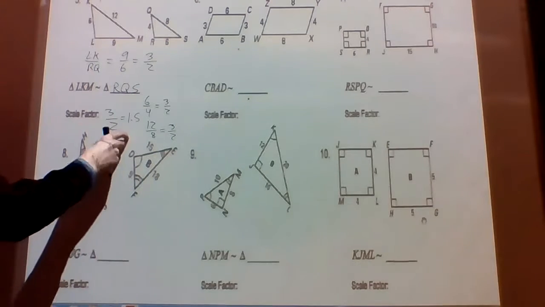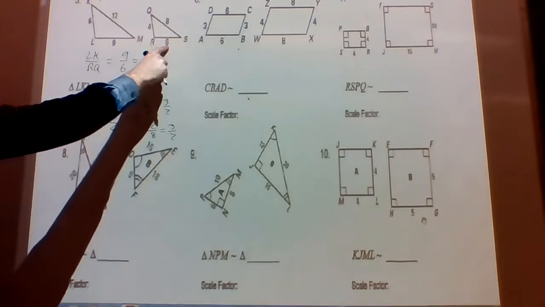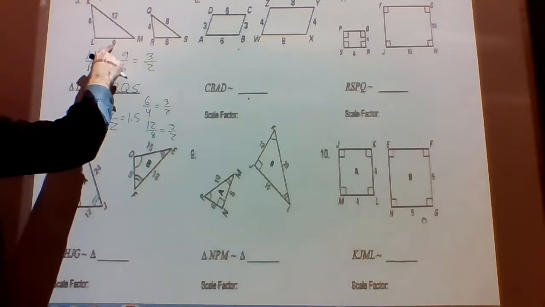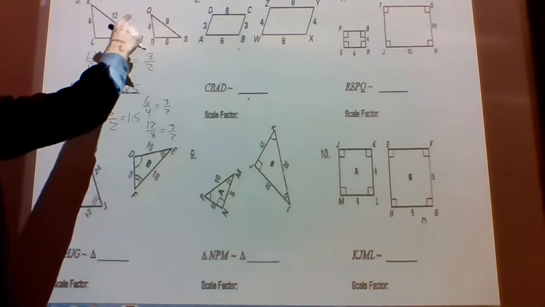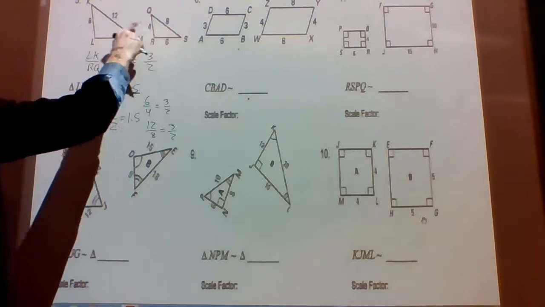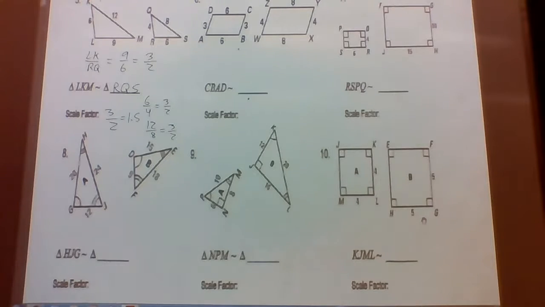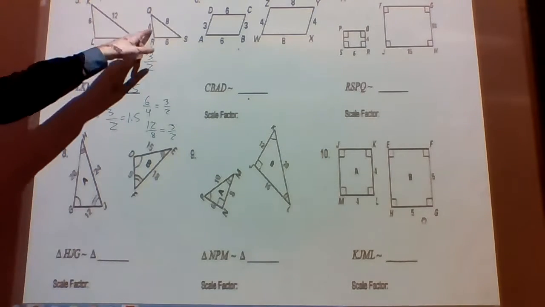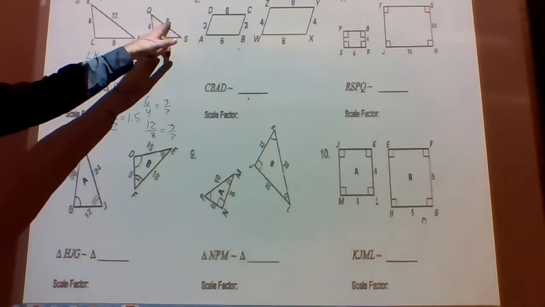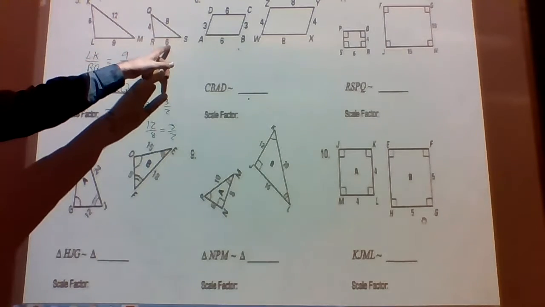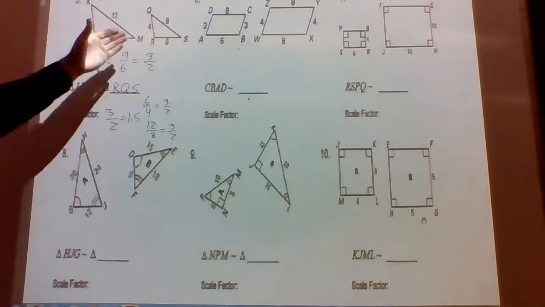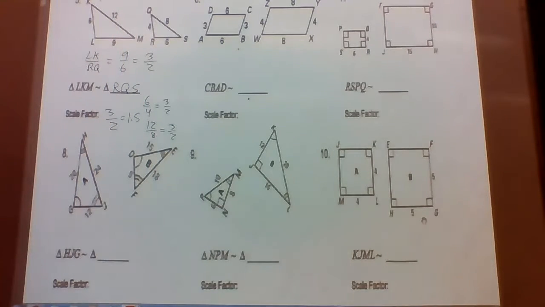So if we take our ratio, 6 times 1.5 is 9. 8 times 1.5 is 12. 4 times 1.5 is 6. And if you flip it, instead of 3 halves, we would have 2/3. 6 times 2/3 is 4. 12 times 2/3 is 8. 9 times 2/3 is 6. 2/3 of 9 is 6, and so on.